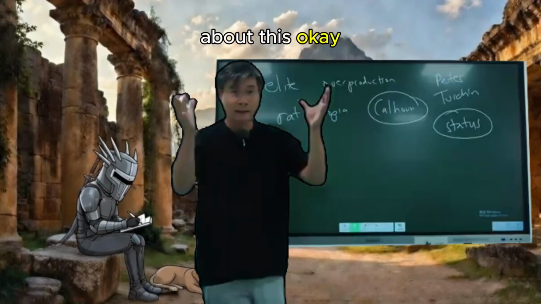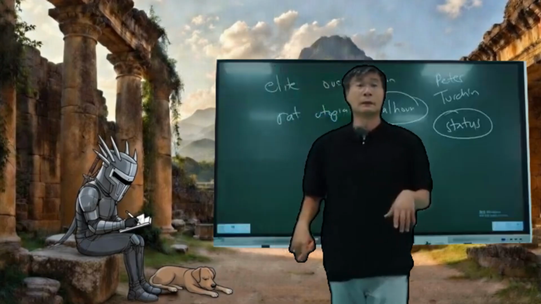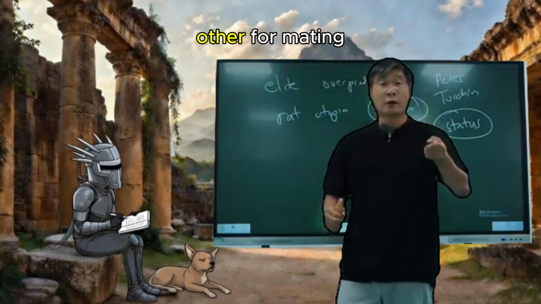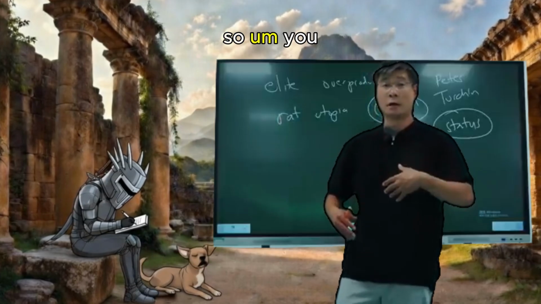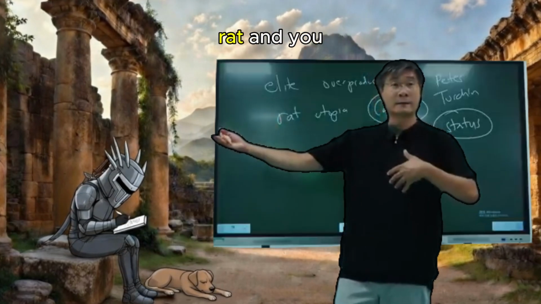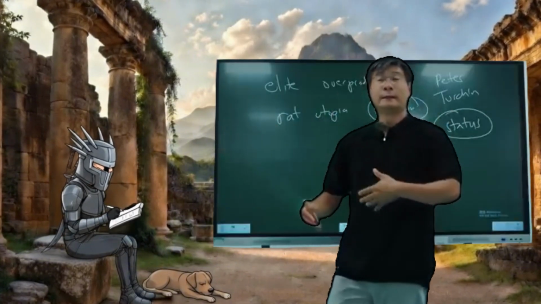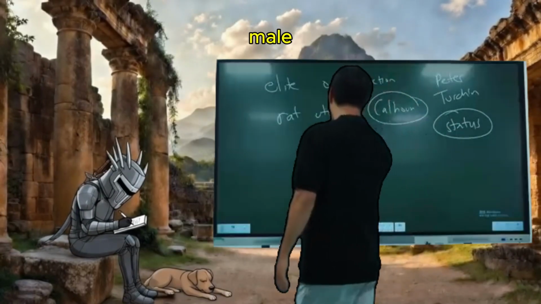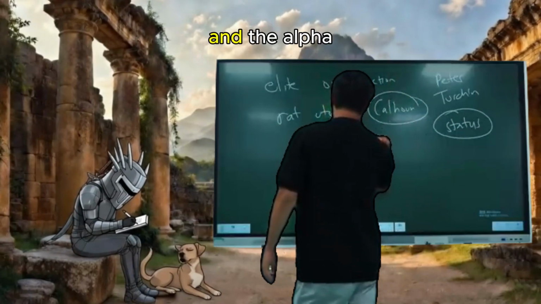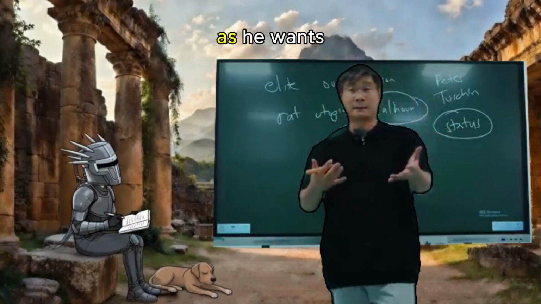So let's think of this, okay? In a state of nature, in the real world, rats compete with each other for mating rights, right? So you see a beautiful rat and you fight over her, right? The rat who wins out is now the alpha male. And the alpha male can have as many female companions as he wants.